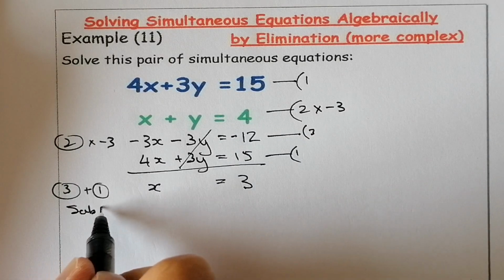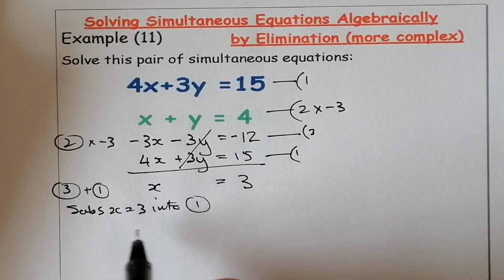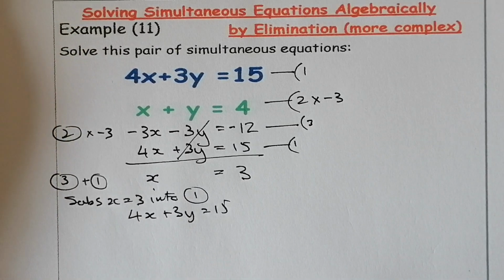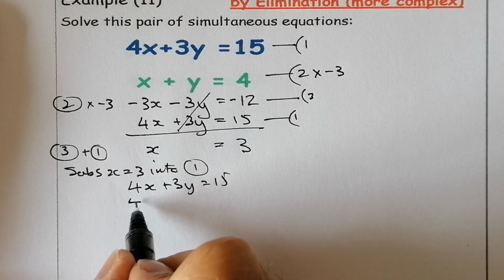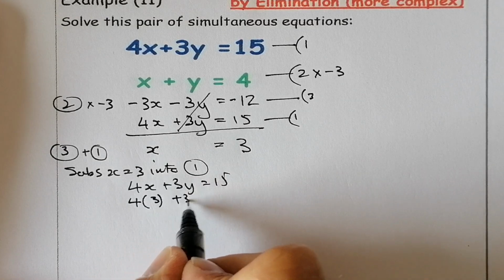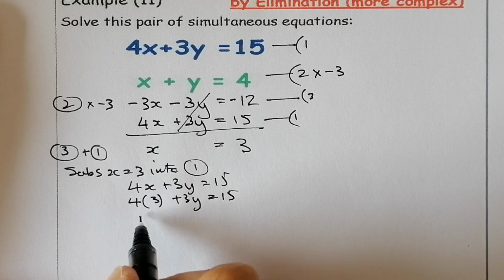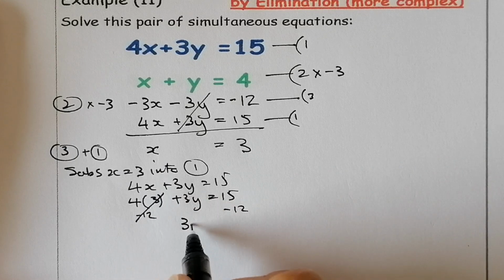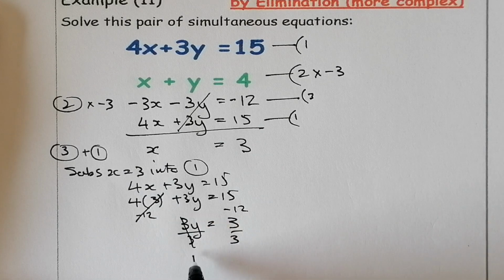I'm going to substitute x equals 3 into equation number 1. So equation 1 starts off like that, just from up above. And what we'll do is substitute the 3 into here. So that's going to give me 12 when I multiply that. So I'm going to take 12 away from both sides, so that gets eliminated, leaving me with 3y is equal to 3. So divide both sides of this equation by 3, leaving me with y equals 1.